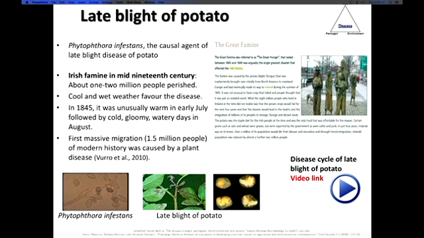So why is this such an important disease, appearing as a catastrophe? Because it was multiplying a lot under favorable conditions. What are the favorable conditions? Cool weather and humid weather. And if it is rainy, then it could multiply easily and it could migrate easily.